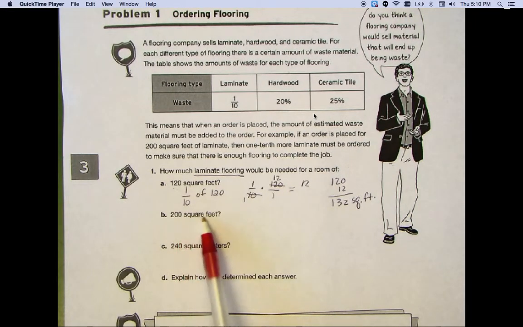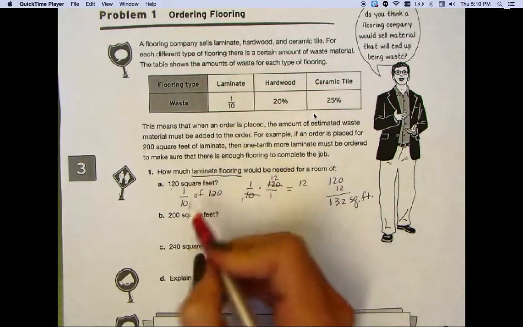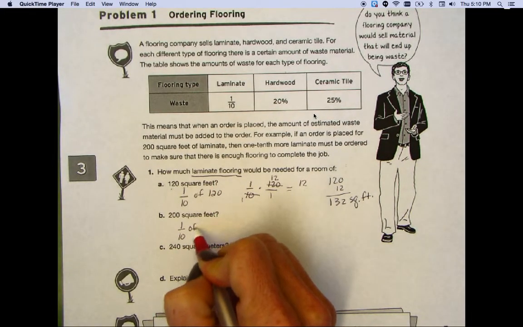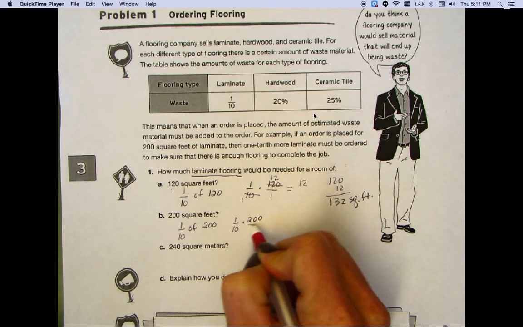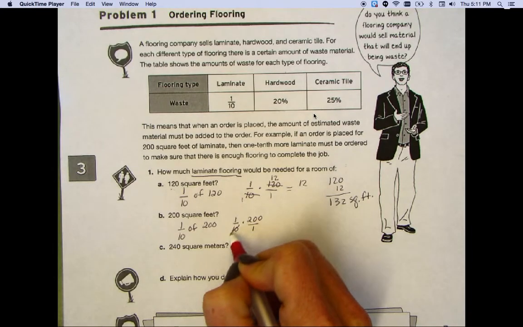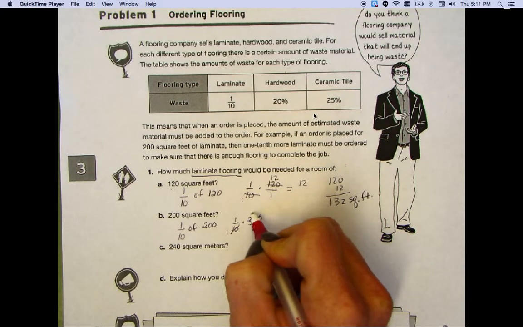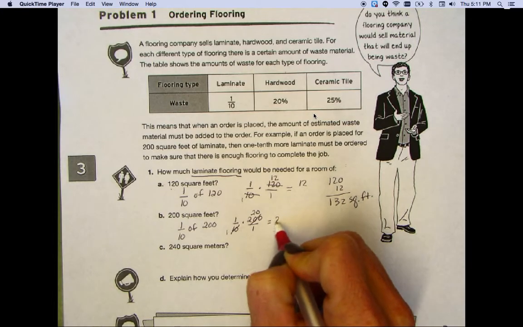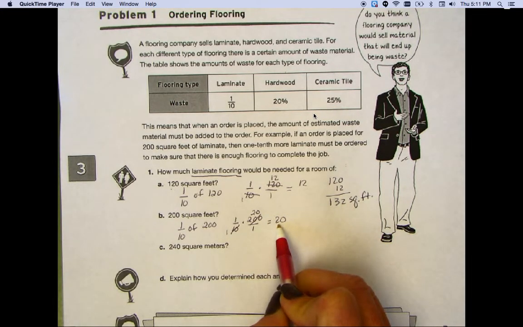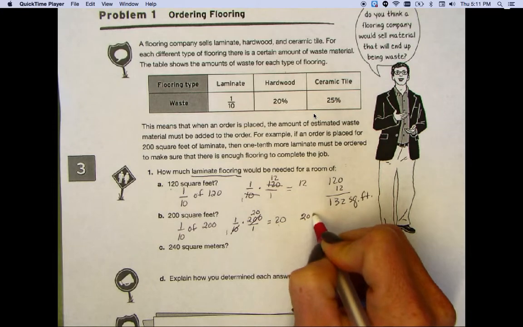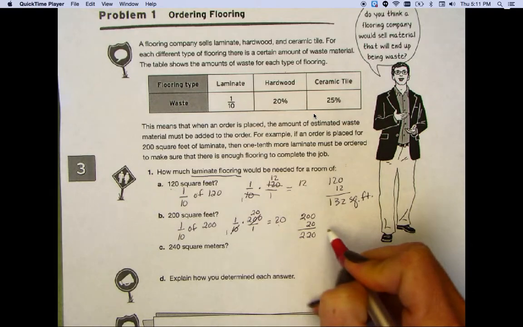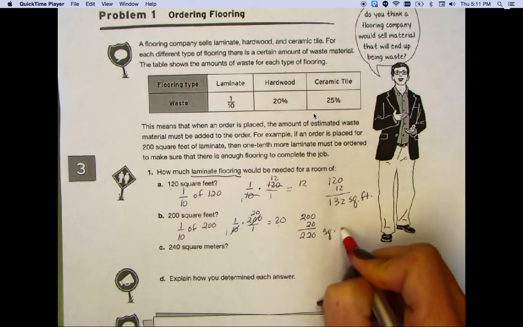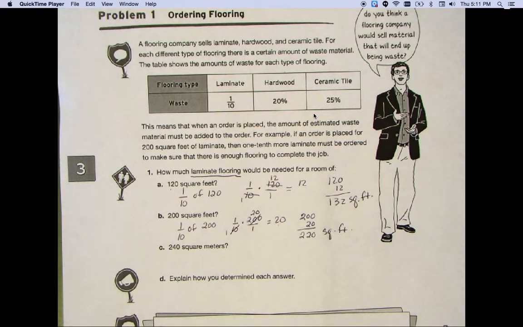So now if I'm going to do the same thing with 200 square feet of laminate, I want 1/10 of 200, so it's 1/10 times 200 over 1. I'm going to simplify. 10 goes in 10 once, 10 goes into 200 20 times. I get 20. This is the extra that I need. So I needed 200, and I need to get 20 extra. So altogether, I need to order 220 square feet. So I could do the same thing for here.